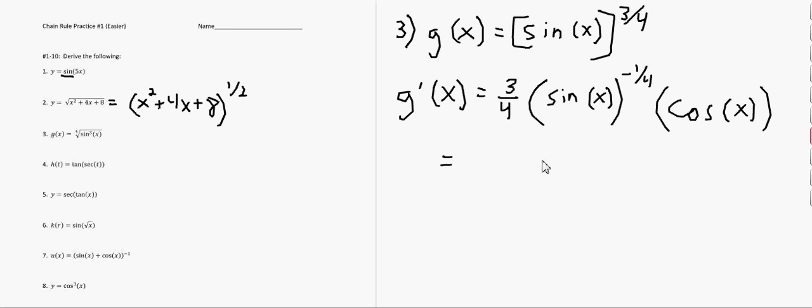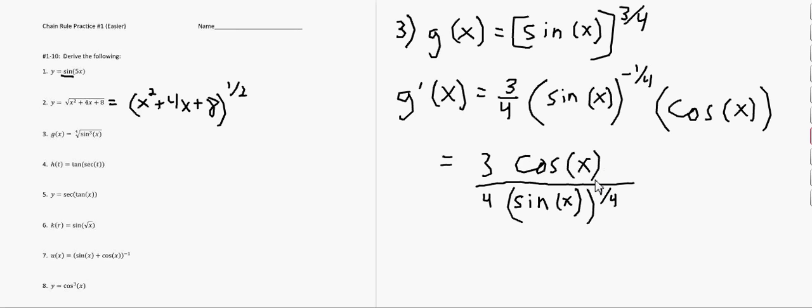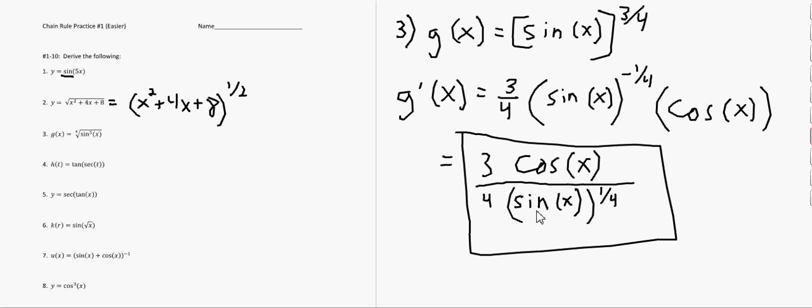Again, the negative exponent moves this thing to the bottom, so we're going to get 3 over 4 sine of x to the positive 1/4 now because we moved it to the bottom. You can write it as a 4th root if you want, and since cosine is being multiplied, it just goes on top. And there you go, you're done. You don't want to make cosine over sine like cotangent or anything like that because sine is to a power and cosine's not, so just leave it like that. There's your derivative. This is the function that gives you the slope of this original guy.